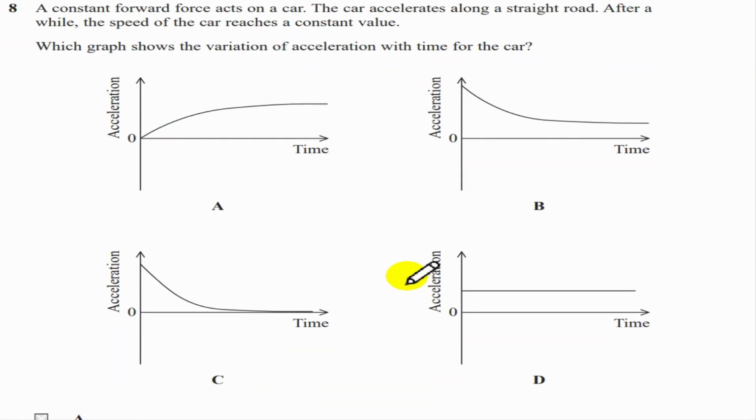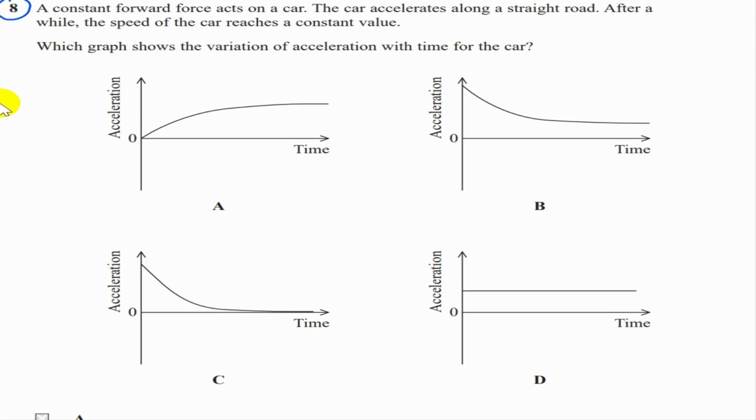Question number 8. A constant forward force acts on a car. The car accelerates along a straight road. After a while, the speed of the car reaches a constant value. Which graph shows the variation of the acceleration with time for the car?